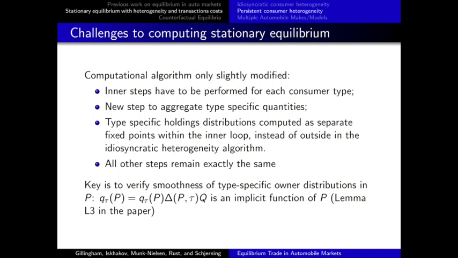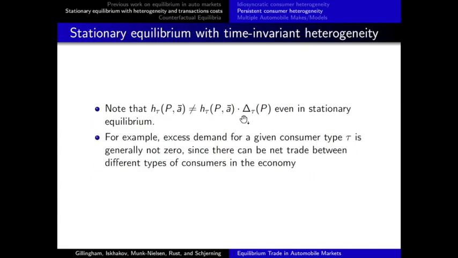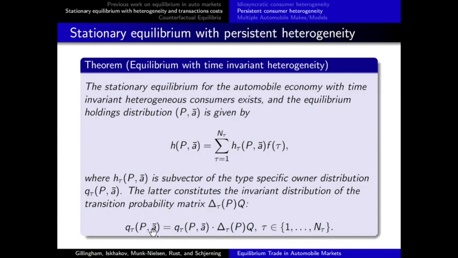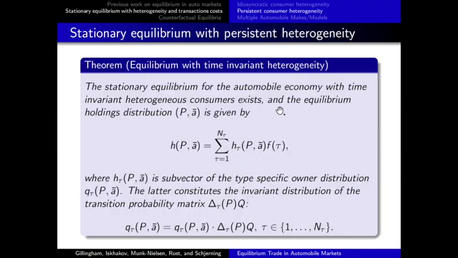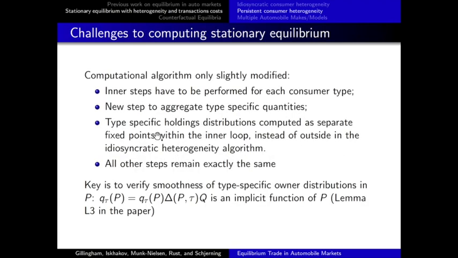The stationary equilibrium is really just computed by an algorithm that's only slightly modified. The inner steps have to be performed just for each consumer type, obviously. So you loop over all the different consumers to find all those invariant distributions to the trading matrix, the type-specific ownership distributions. That has to be done for each type, and the Bellman equations have to be solved for each type, and so on. And then there's a new step to aggregate the type-specific quantities, like for example this equation here. So you need to aggregate over the number of types once you have solved all those holdings distributions, and the type-specific holdings distributions are computed as a separate fixed point within the inner loop instead of outside the inner loop. But otherwise, everything remains exactly the same.